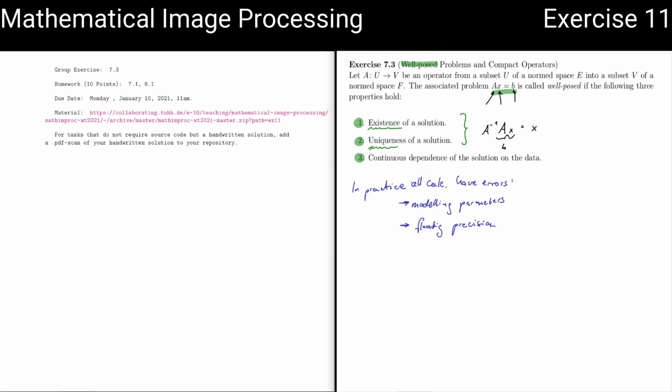But if we have continuous dependence of the solution on the data, this means a small change in the data. So let me phrase this like this: small input errors still lead to, in some sense, controllable errors in the result.